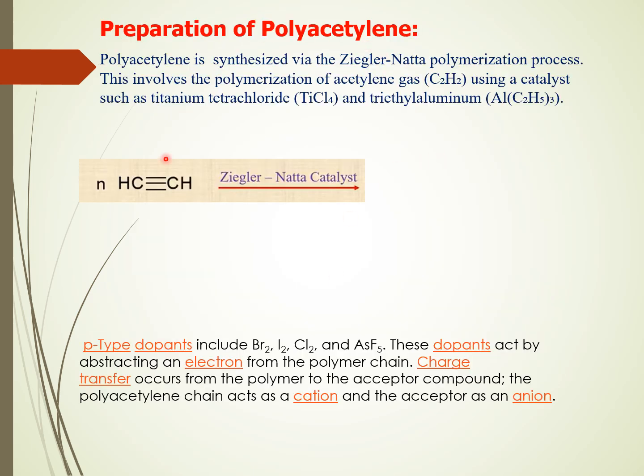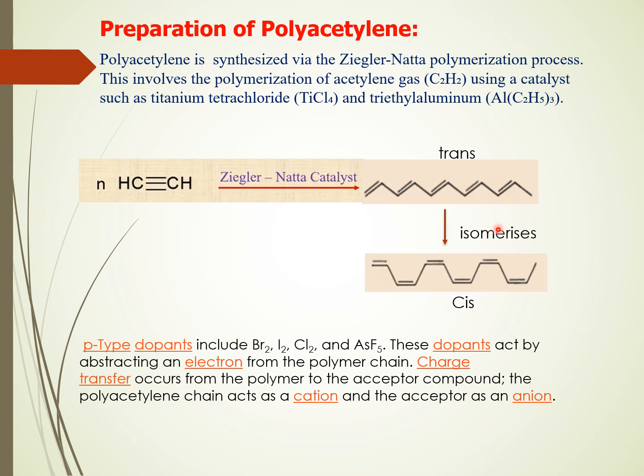Preparation of polyacetylene: acetylene vapor is passed over the Ziegler-Natta catalyst. It produces the trans form of polyacetylene. When this undergoes isomerism, it gives another product, cis polyacetylene. See here the structure changes. These pure forms behave like an insulator, so we have to introduce the dopant.